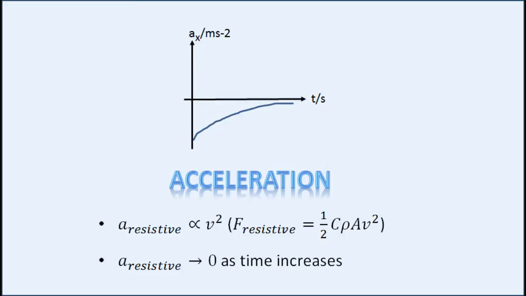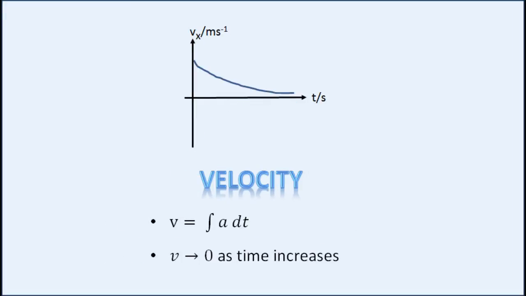Taking the origin at the point where the shuttlecock leaves the racket, the resultant force is negative, as it is acting against the shuttlecock. The magnitude of acceleration will decrease until it reaches zero due to decreasing velocity. From the shape of the acceleration time graph, we can obtain the shape of the velocity time graph.